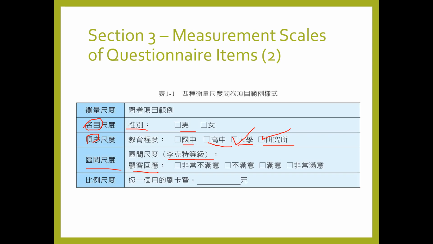Not very satisfied, unsatisfied, okay? 1, 2, 3, 4, okay? And this is called ratio data. So the question is asking how much for your credit card you pay for it. So maybe 3,000, right? That's a real number called ratio data. Nominal, ordinal, interval, ratio, okay?